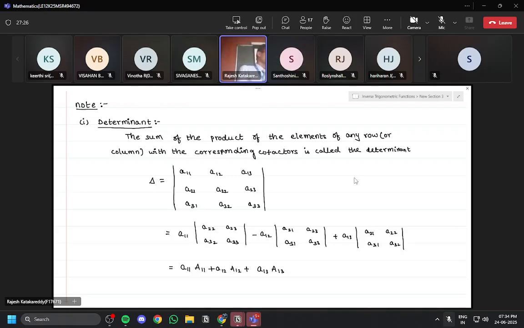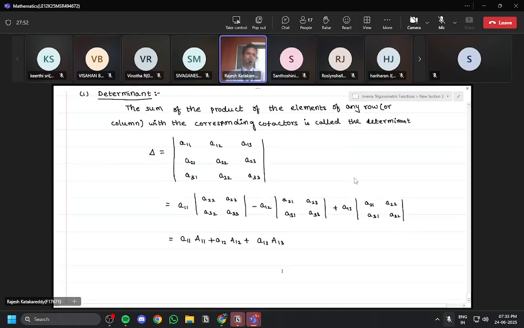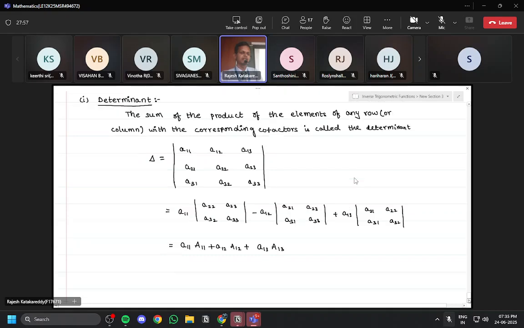What happens if I multiply the elements of row 1 and the cofactors of row 2? Anybody knows, if you studied in school? 0. Yes, good. If you are multiplying the elements of row 1 with the corresponding cofactors of row 2, you will get 0 there. We can prove that. Maybe for proving I'll take a second order one, that is easier to do. That's the only reason I'm taking it. Any doubts in this?